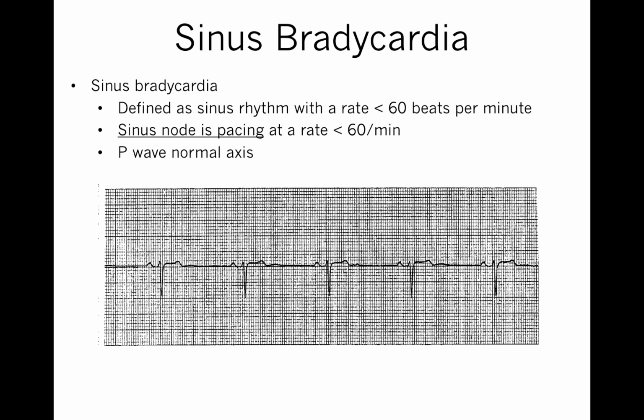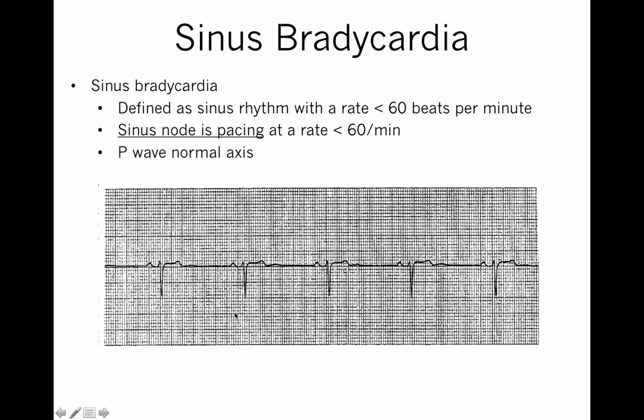But sinus bradycardia could also be abnormal. For example, if the person is walking with a heart rate of 50 or 40, or trying to exercise or run and the heart rate does not go above 60, that's abnormal. So it really depends on the condition in which the person is in. So if they're resting or sleeping, it's normal to have a low heart rate, but with activity, there should be an appropriate response. So sinus bradycardia is defined as sinus rhythm with a rate of less than 60 beats per minute. That means that the sinus node is pacing at less than 60 beats per minute.